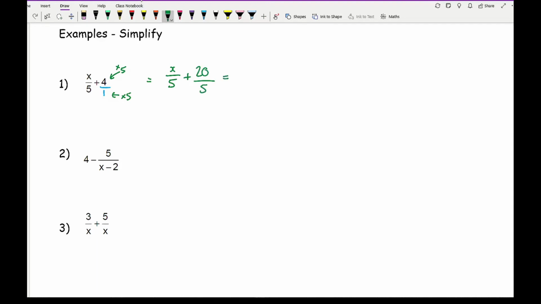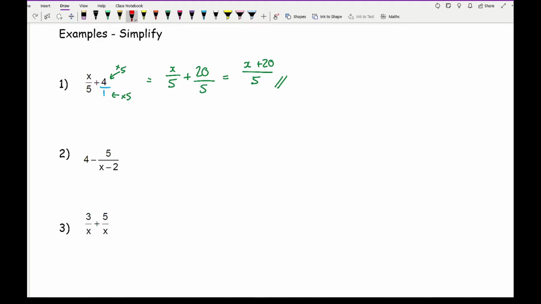Now here, as you can see, the denominators are the same, so all I need to do is simply add the two numerators together. So I'm going to get x plus 20 over 5. And can I simplify that? No, I'm just going to leave it as it is. Now if there is a way you can simplify it, you can write x over 5 plus 4. But that would just give us the actual question, so that defeats the object. So this here would be your correct answer.